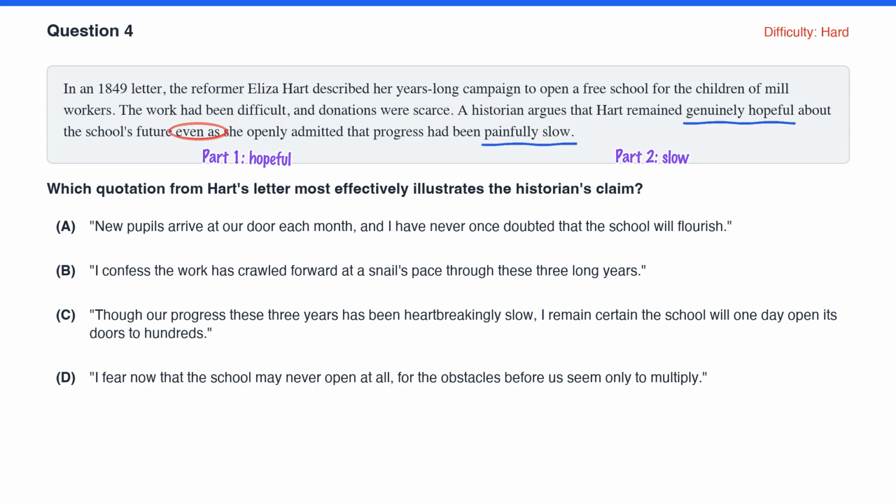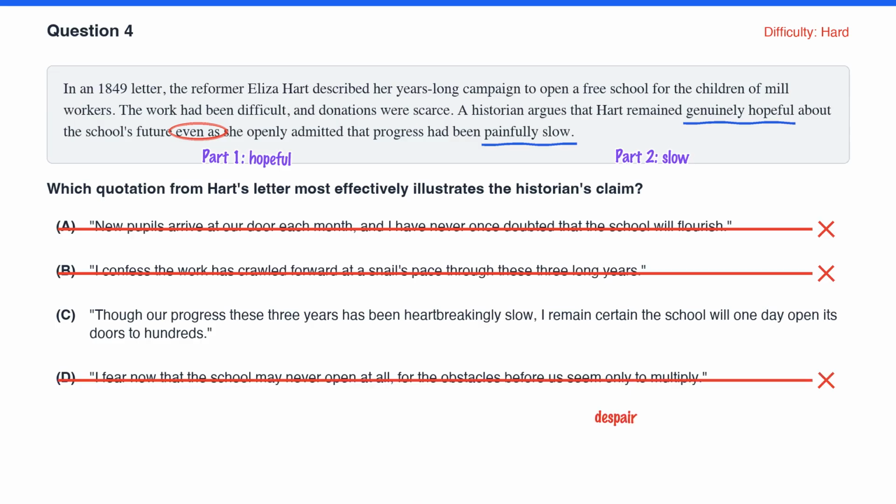The quotations. A. New pupils every month, and she never doubted the school would flourish. That's all hope, no admission of slow progress, half the claim. Cut it. B. She confesses the work has crawled at a snail's pace for 3 years. That's the slowness, but no hope at all, the other half alone. Push it aside. D. She fears the school may never open as obstacles multiply. That's despair, the reverse of hopeful.